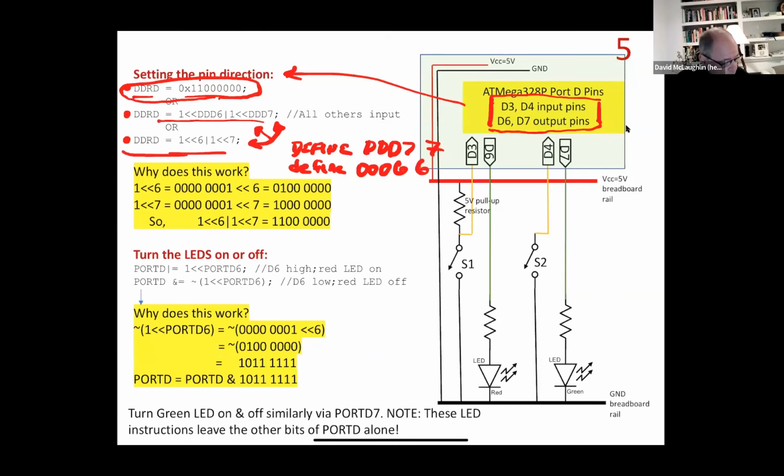Okay, this one down here, why does that work? I mean, why does that cause pins 6 and 7 to be outputs and the rest to be inputs? Well, let's break that down, piece by piece.